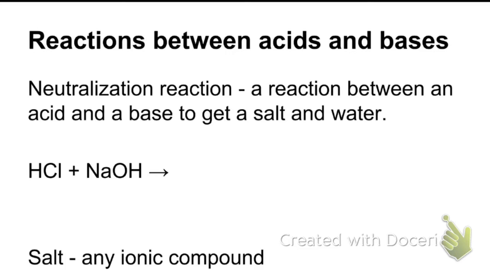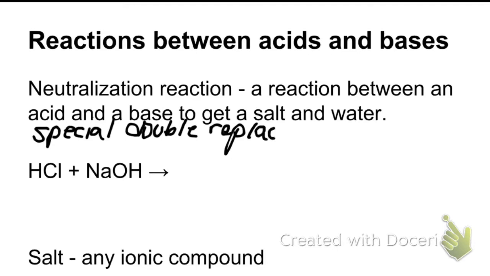It's a special type of double replacement reaction, which you may remember from back when we talked about types of reactions, because if you notice, we're starting with two different compounds, and we're going to end up with two different compounds. Okay. The nice thing with this is, because it's always between an acid and a base, we always know what we're going to get. We're always going to get a salt and water. And it actually ends up being really easy to predict our products because of this.